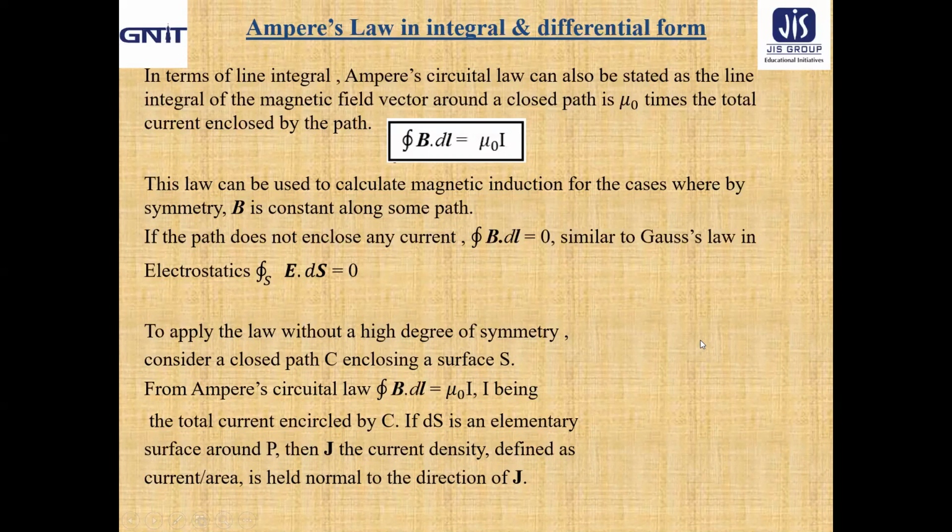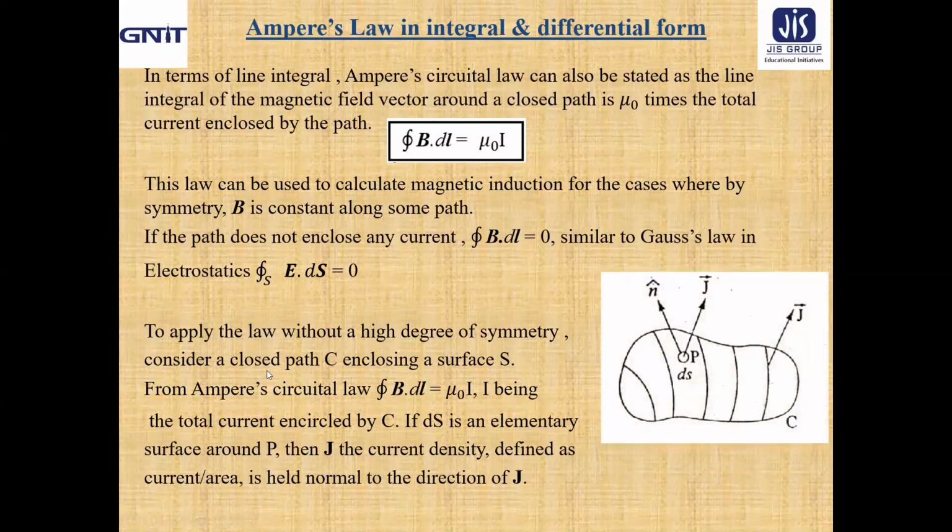That's why. Okay. Now, in order to apply this Ampere's Circuital law without a high degree of symmetry, in general, we can move but in a slightly different way. For that purpose, let us consider a closed path C enclosing a surface S. Now from Ampere's Circuital law, we have seen B dot dl equal to mu naught I, I being the total current encircled by C.